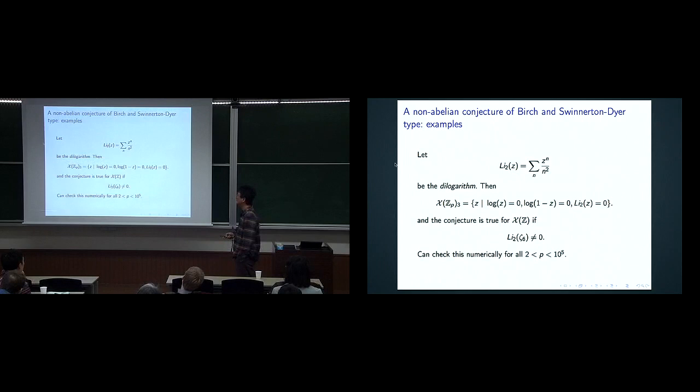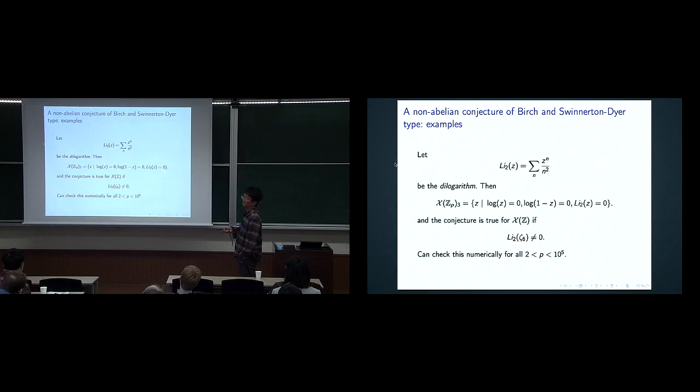But numerically, we've checked this for at least a small range of p. I don't know anything about what kind of computations are actually involved, so I'm just citing my collaborators. But they tell me that this computation gets very laborious as p increases, but we haven't done more than a small range of p's checking this. But so far, the conjecture appears to be numerically true for a large number of p's, well, or small number of p's, depending on the criteria.